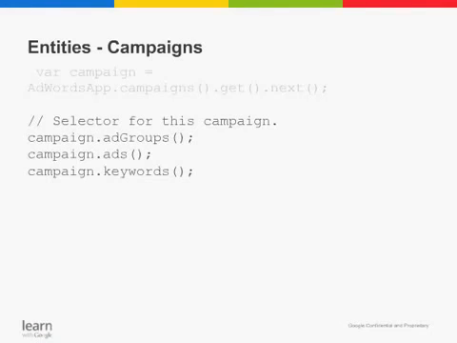Here's an example of working with a campaign entity. As a convenience, we provide these helper methods, ad groups, ads, and keywords, which will automatically give you all of the keywords, ads, or ad groups that are associated with this campaign. This is a quick and easy way to narrow down on a subset of your keywords by finding the campaign you want and then calling .keywords and then adding extra conditions on top to find specific keywords within a specific campaign.